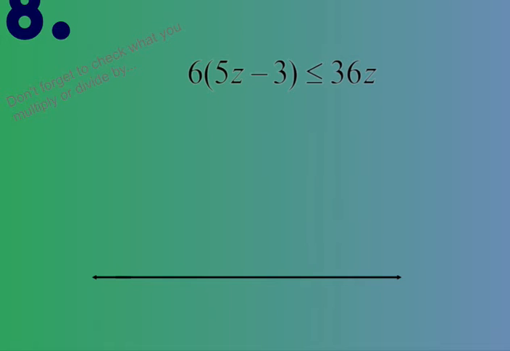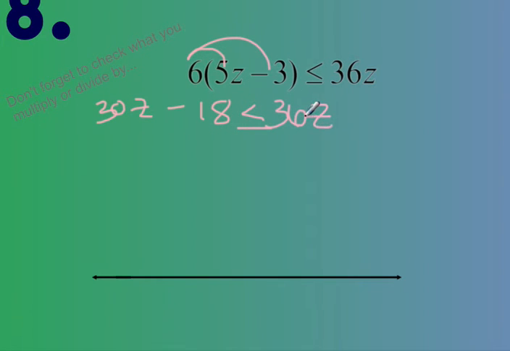Again, we're going to start by distributing in this 6. So 6 times 5z is going to give me 30z. 6 times negative 3 is negative 18, and then we have less than or equal to 36z. Well, since this 36z is already by itself on that side, I'm going to go ahead and subtract 30z from both sides.